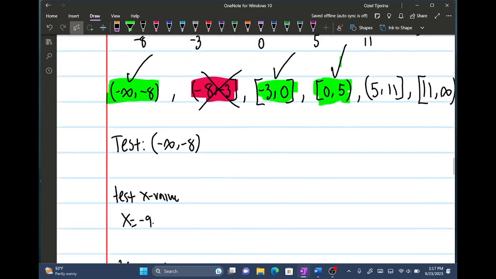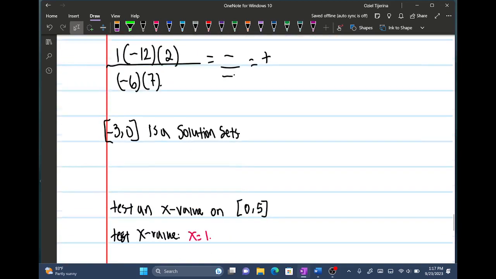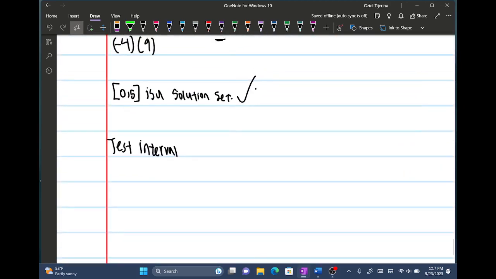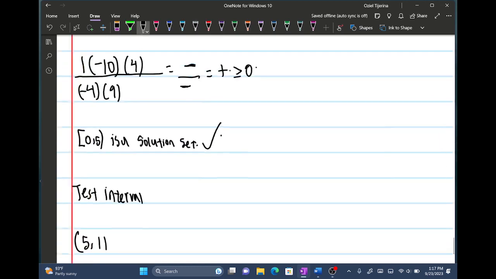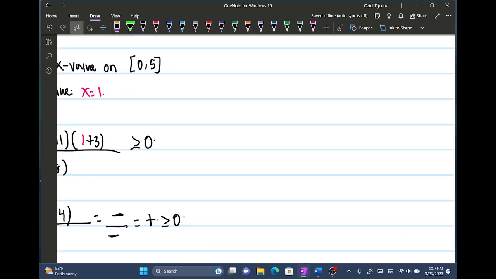From 5 to 11. Okay. And I forgot to put, this should be a parentheses, not a bracket. So parentheses 5 to 11. And I'm sorry guys, hold on.